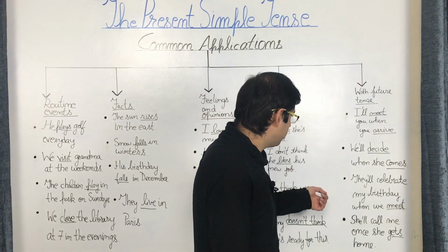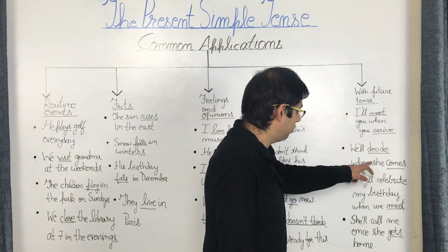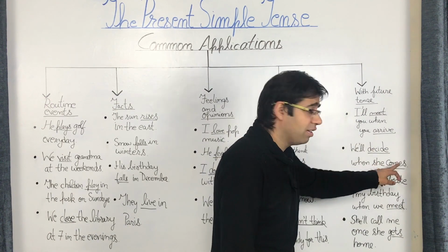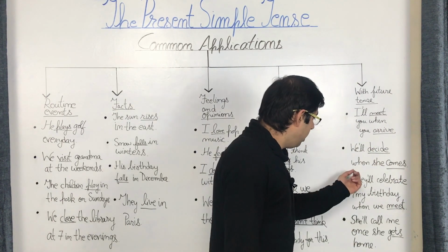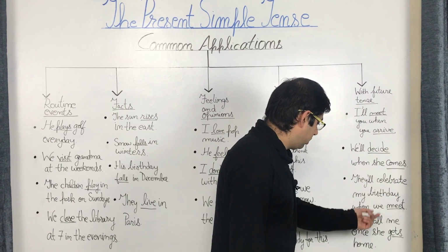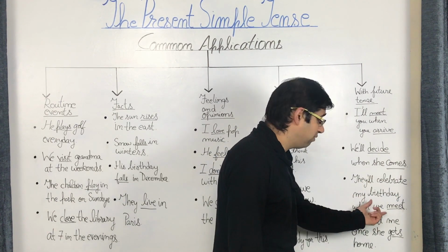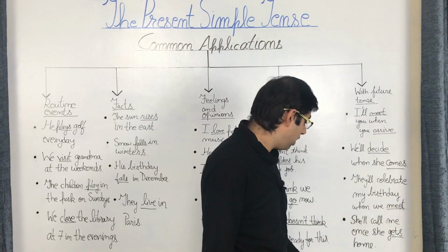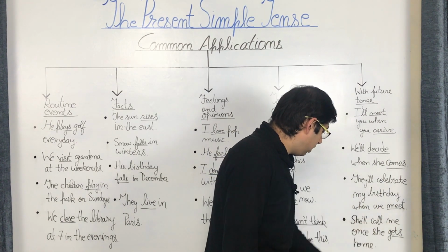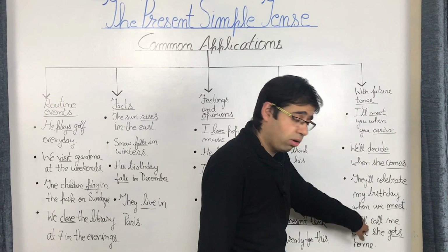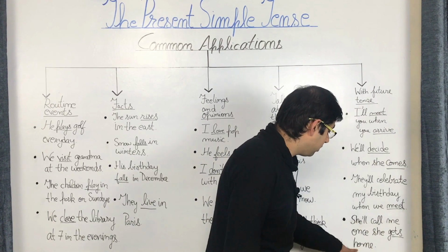Another similar sentence, we've got we'll decide when she comes. We'll decide is your future, but when she comes is the present simple. Another one, they'll celebrate my birthday when we meet. So they'll celebrate is your future, and when we meet is the present simple. And finally, she'll call me once she gets home. You've got the future right here, she'll call, and you've got the simple present, gets home.